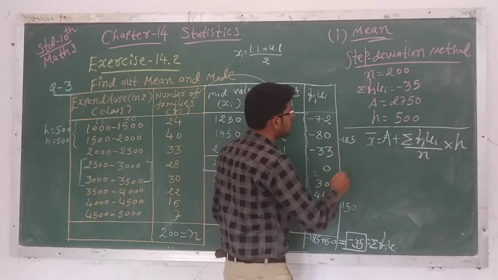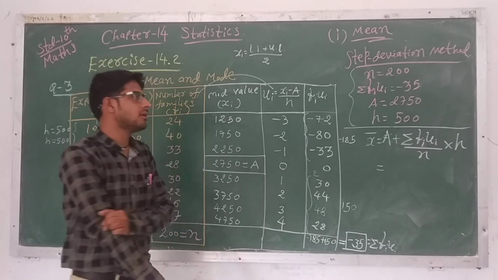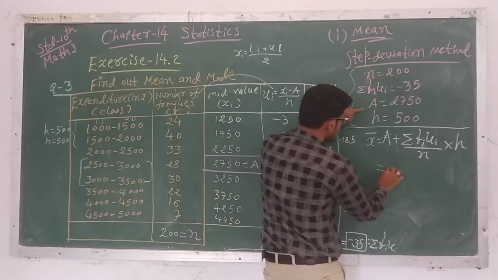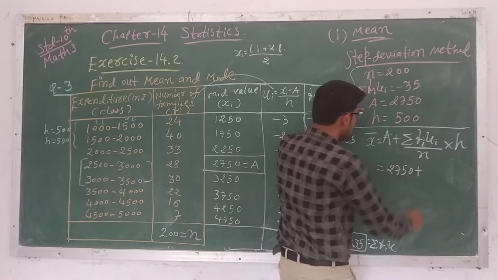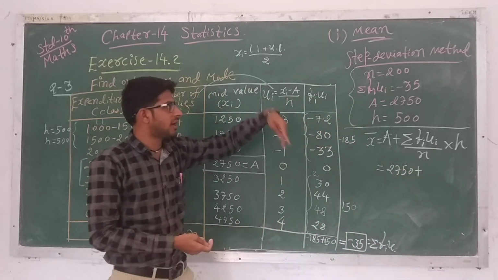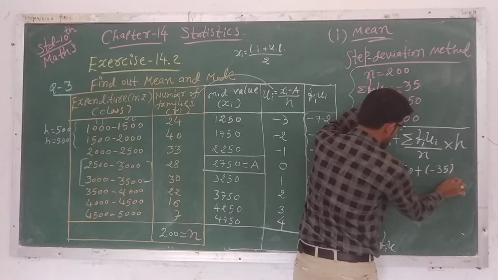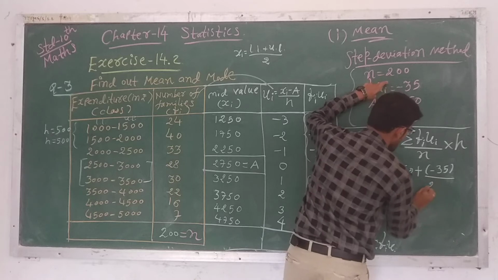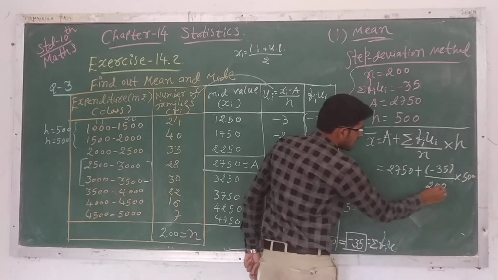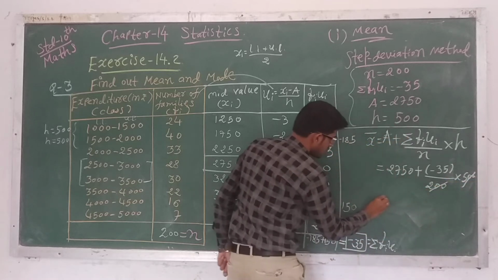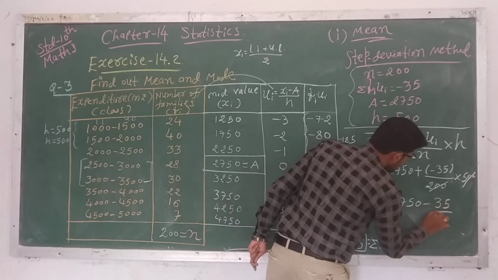Now putting the values of n, sigma fi ui and h. The value of a is 2750 plus, but the value of sigma fi ui will be negative, so minus 35 divided by the value of n, which is 200, multiplied by 500. Here the zeros cancel out, so 2750 minus 35 by 2.